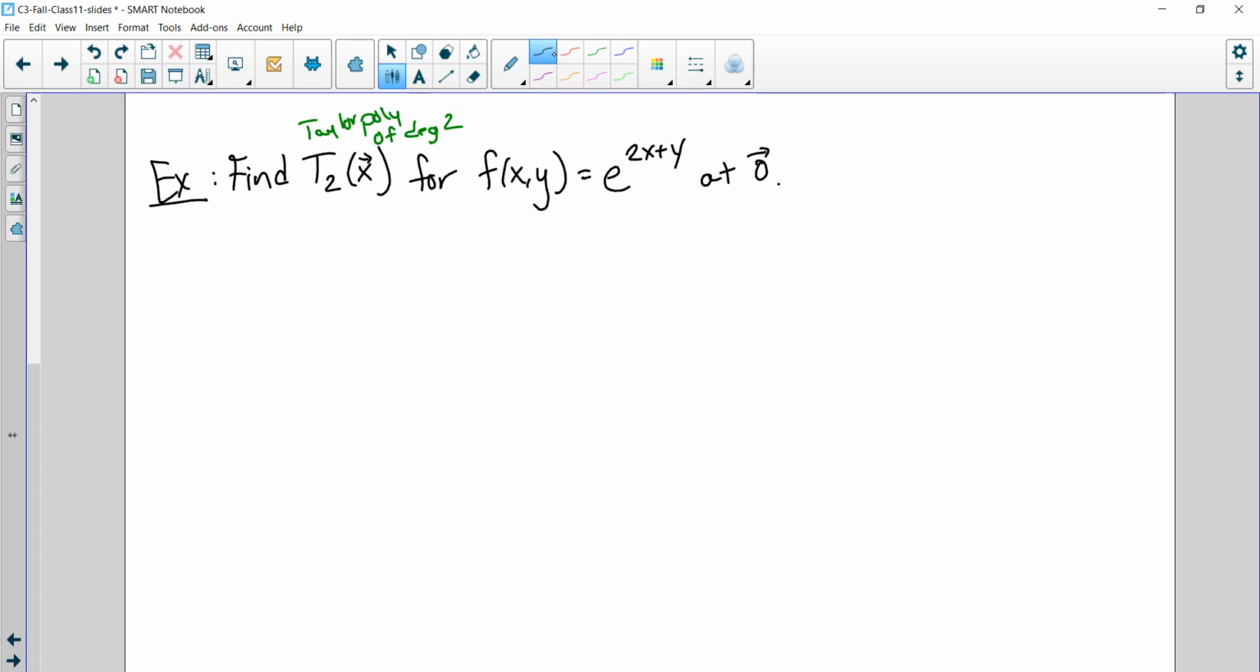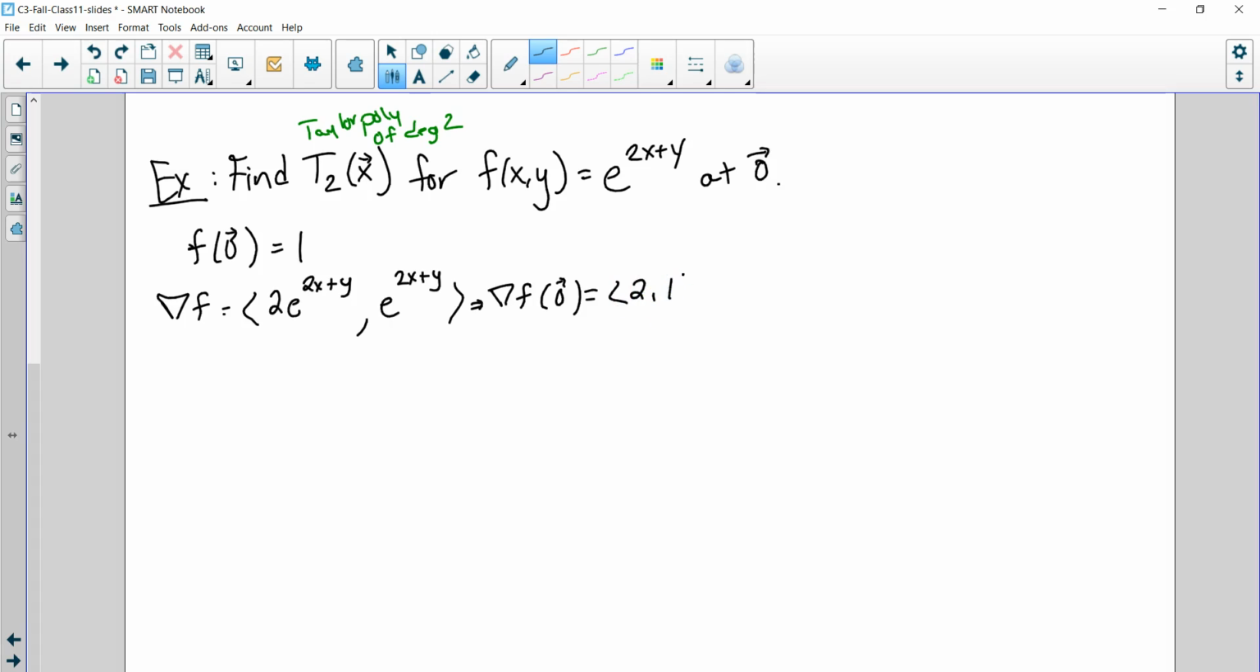So I know I'm going to need f at the 0 vector. That's my point. And when I do this, I just get out 1. I'll let you verify that on your own. And if I look at the gradient of f, this is going to be 2e to the 2x plus y, comma, e to the 2x plus y. And if I look at the gradient of f at the 0 vector, what I end up getting is 2, 1.